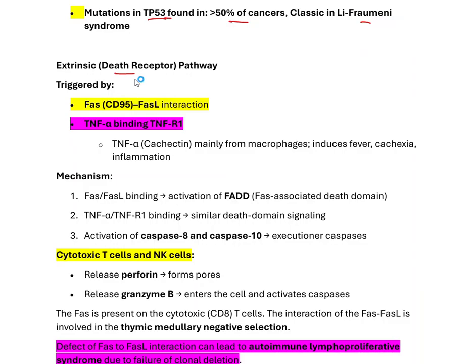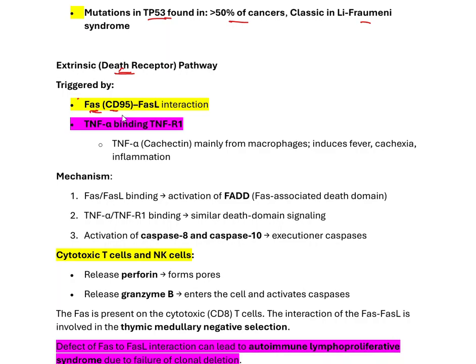Remember, we just spoke about intrinsic, which is also called the mitochondrial pathway. So moving on to the extrinsic, which is also referred to as the death receptor pathway. This could be triggered by three mechanisms. One is the interaction of Fas with Fas ligand, the interaction between both of them. And this Fas receptor, the CD marker for it is CD95. So make sure you remember that.